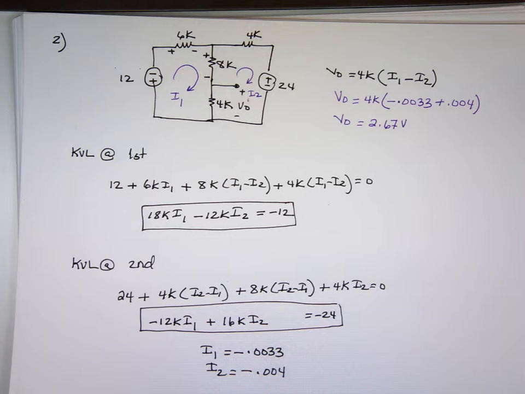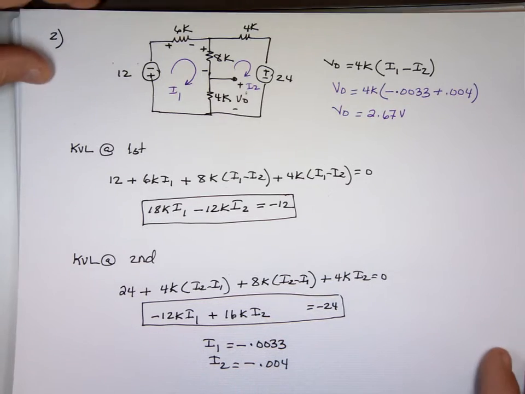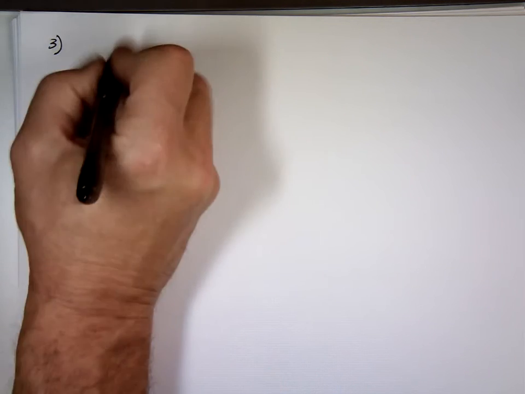Okay. Number 3. The one I'm not going to like is superposition. That means I got to do it twice. Here's what I have for number 3. Find V out using superposition. Here's my circuit.